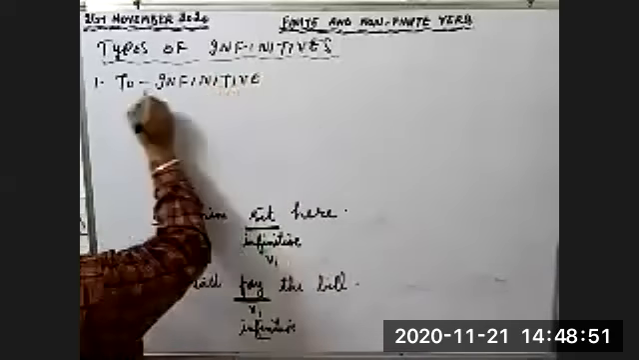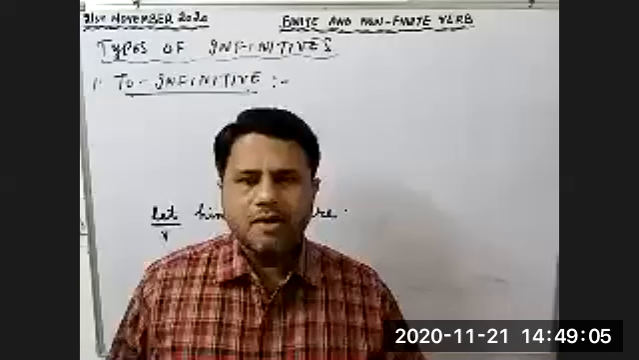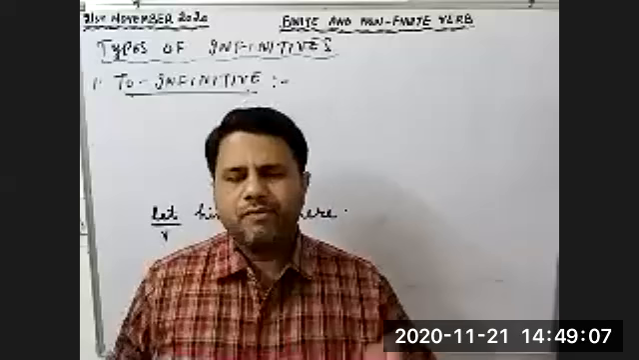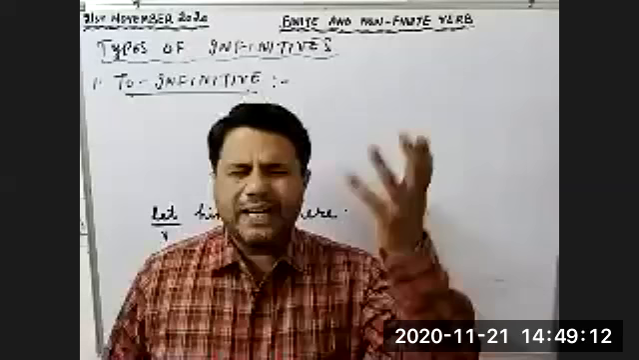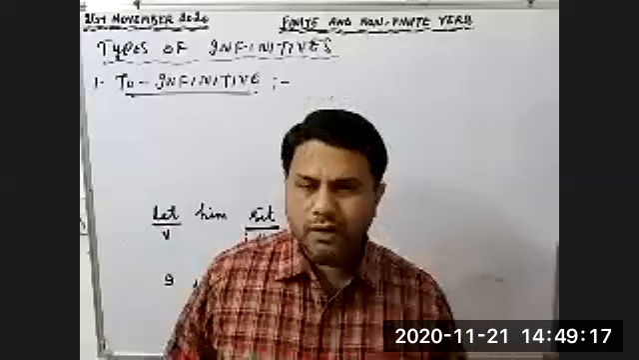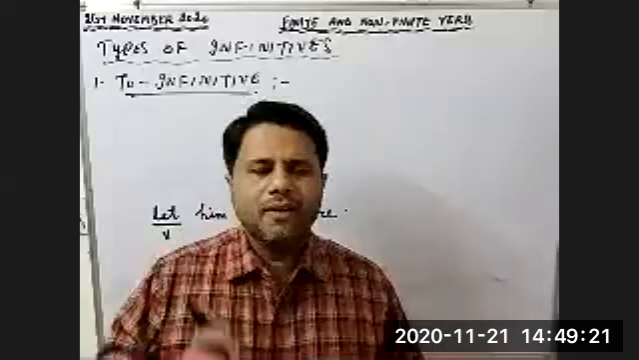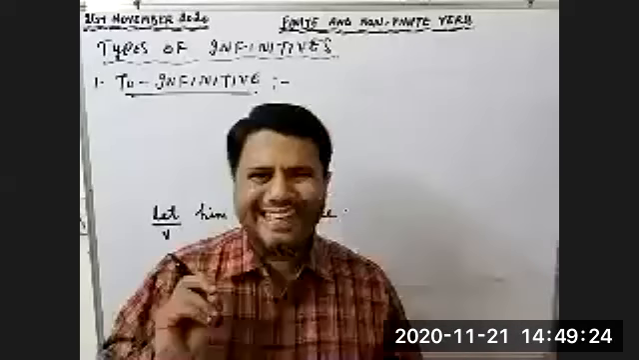What is to infinitive? To infinitive is the base form of the verb used with to. The important thing to be understood in this topic is how to use to infinitive. Whether to use it as subject, whether to use it as complement, whether to use it as object or adjective. Let's see the examples. Also, with this, you will come to know how this non-finite verb is used in a sentence.